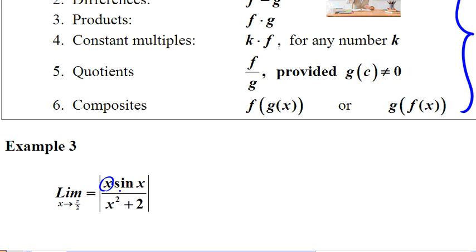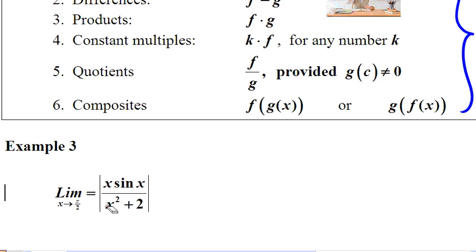Is the graph y equals x continuous? The answer is yeah, sure, you bet it is. Okay, what about the graph of sine? If you just graph sine, is that continuous? Yeah, it kind of does like a little wobble, but it's continuous. Okay, so if x is continuous and sine is continuous, then when I multiply them, that's what this says up here in rule 3, that'll be continuous too. So the whole numerator is continuous.